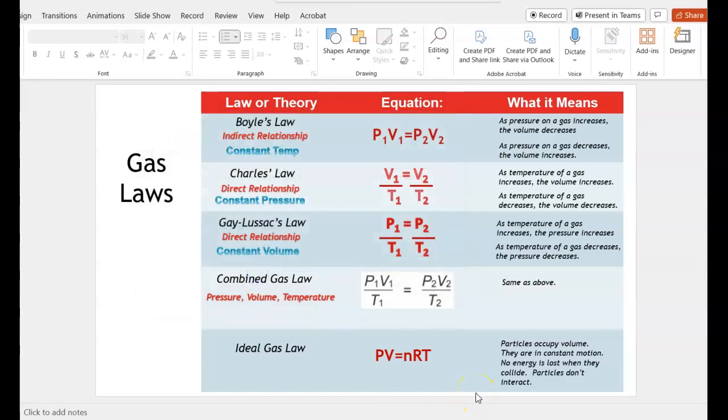This is a quick recording on our next gas law, which is called the combined gas law. This chart here shows the three basic gas laws that we've done. Now we're going to combine them into one, the combined gas law, and then we'll do the ideal gas law next week when I'm back.